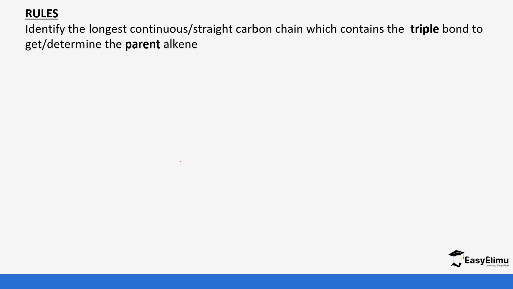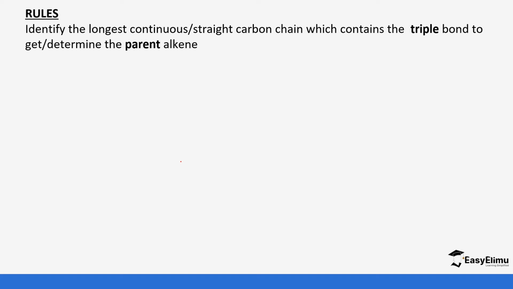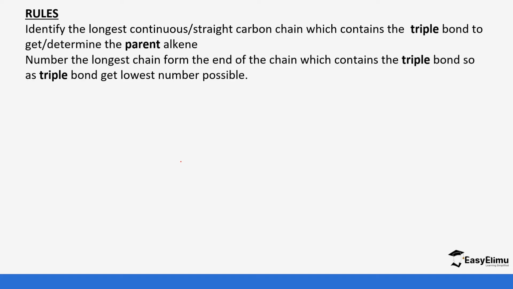So first, one of the rules of naming alkynes: we identify the longest continuous chain which contains the triple bond, which determines the parent name. Just like we said in alkenes, the longest chain must include the double bond. In this case, the longest chain must have a triple bond. And the moment we identify where the triple bond and the longest chain is, we number the carbons, giving the triple bond the least possible number. So our preference is on the triple bond.